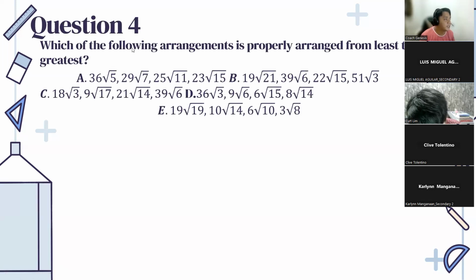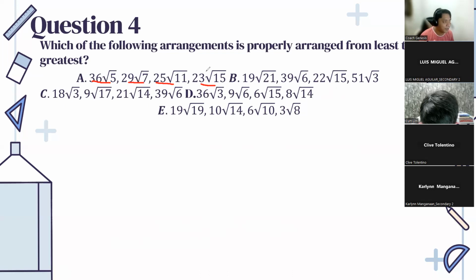Number 4. Which of the following arrangements is properly arranged from least to greatest? Okay, so for this one, this is multiple choice based, right? Because you need to find which one is arranged from least to greatest. Now, what I have advised you is to convert each of the values here to its radicand form.